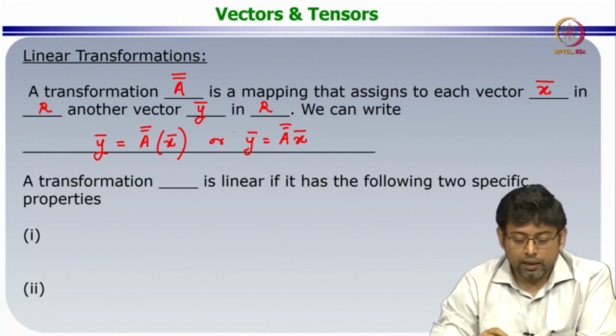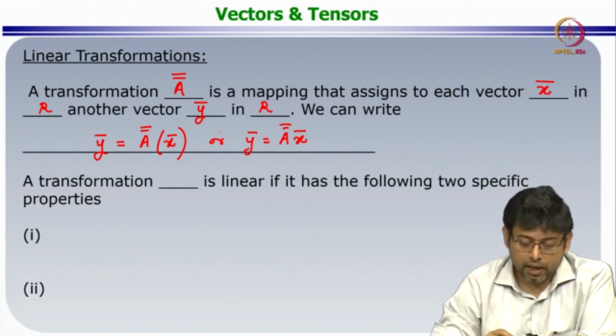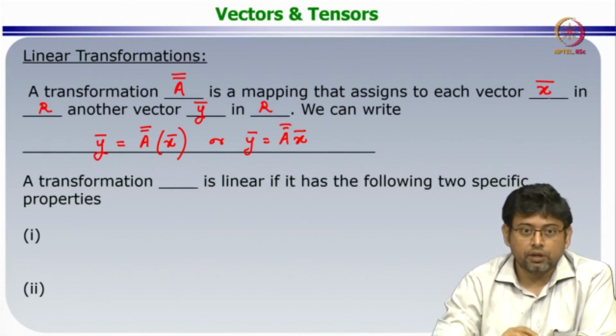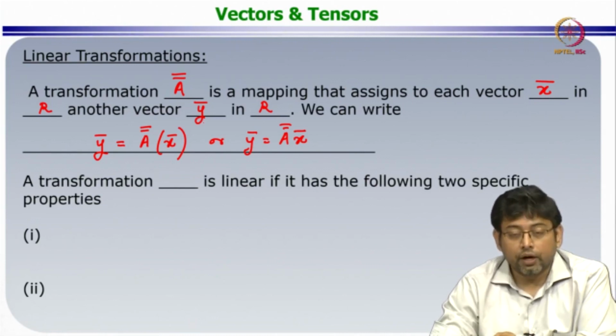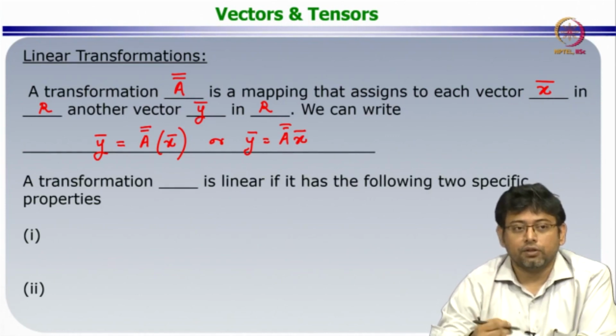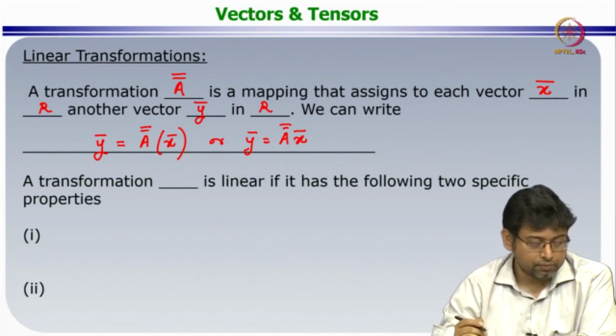Now there is one more quickly important point that I want to point out: when the transformation operates on a vector x which lies in R, it results in another vector which also lies in R. This implies that the linear transformation, when it acts on a certain kind of vector, should yield a vector of a similar type. It cannot yield a vector which is very different from itself.